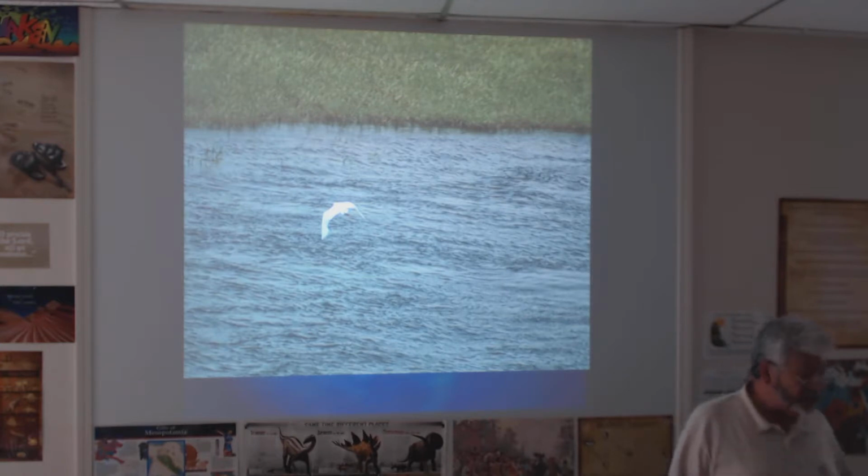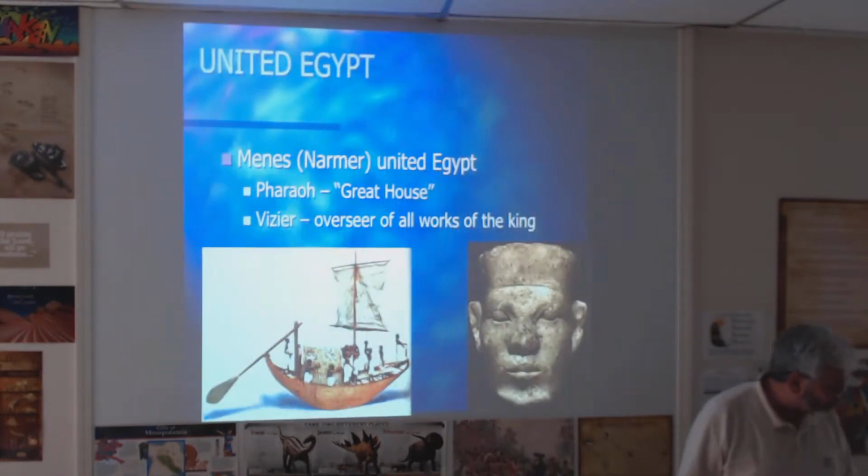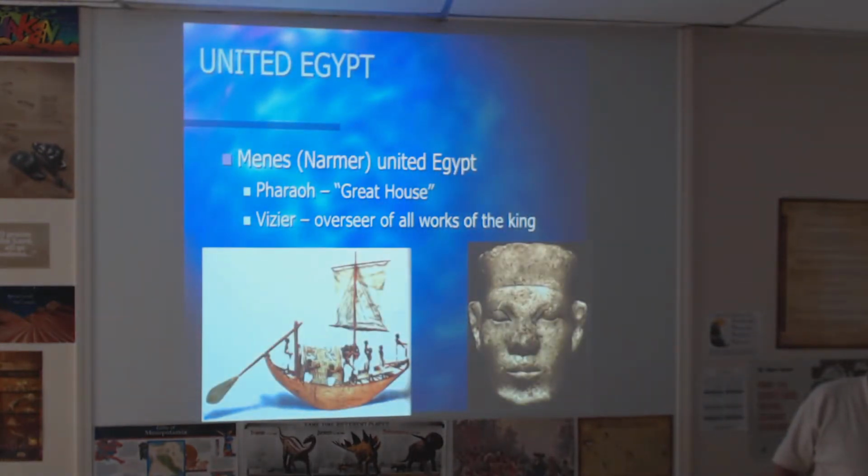All right, so originally there were two Egypts, Upper Egypt and Lower Egypt. But a guy by the name of Menes united Egypt. Now, he came from Upper Egypt, from the south, and came in and conquered Lower Egypt.